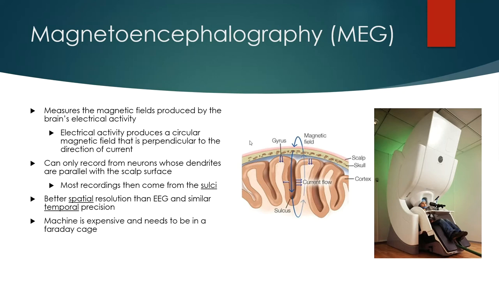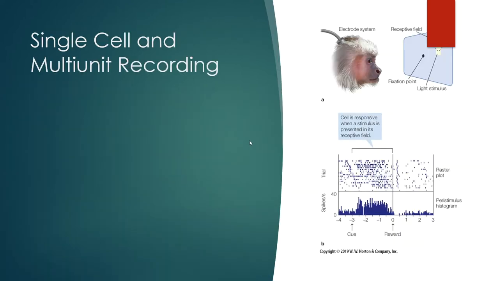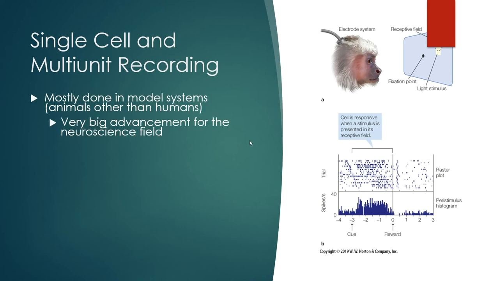And the other step, something that solves both temporal and spatial problems, is single cell recording. This is another one of those things like with ECOG where it's not necessarily something that we can just do to humans. We can't just implant electrodes inside their head. But this was a huge, huge advancement in the neuroscience field as a whole: the ability to record directly from an individual neuron while the mouse or whatever, the monkey, is living and doing things is really, really cool.